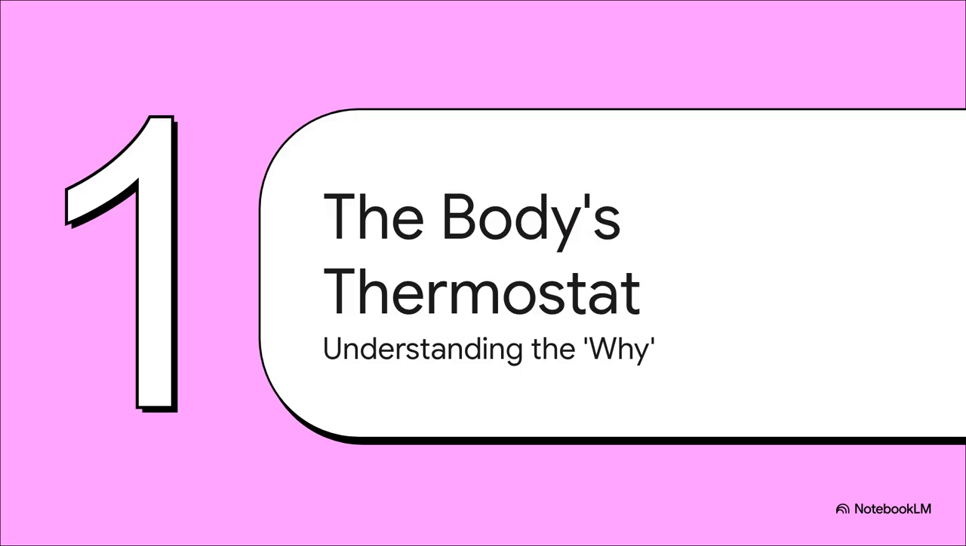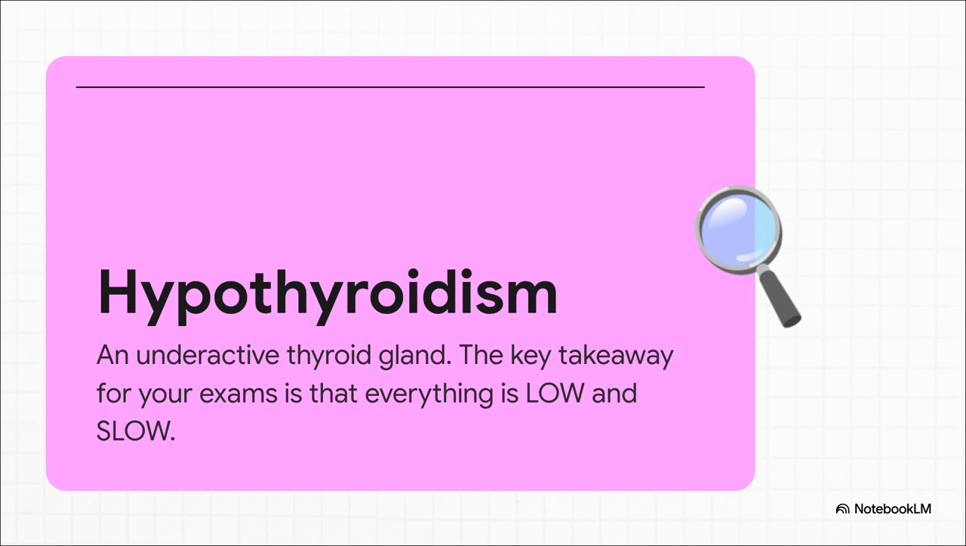To solve that puzzle, we've got to look under the hood at the body's master regulator of metabolism, the thyroid gland. You can really think of it as the body's engine, setting the pace for literally everything. Okay, if you remember just one thing from this entire explainer, make it this. This concept right here, low and slow, is the key that unlocks almost every single sign, symptom, and intervention we are about to cover. This is your golden rule for the NCLEX.